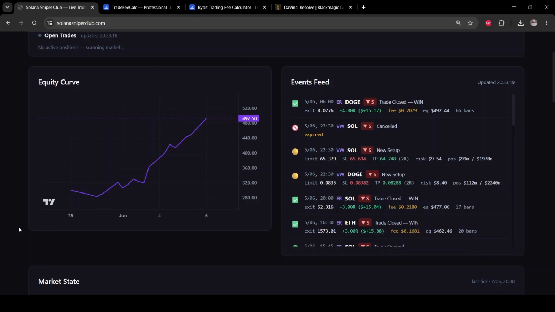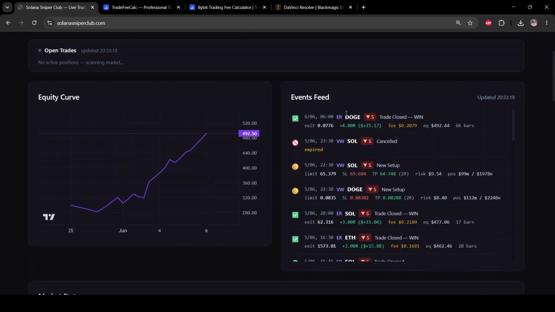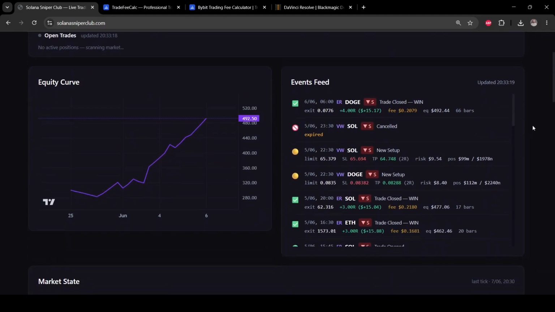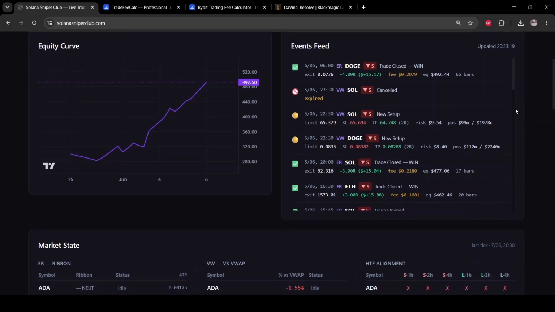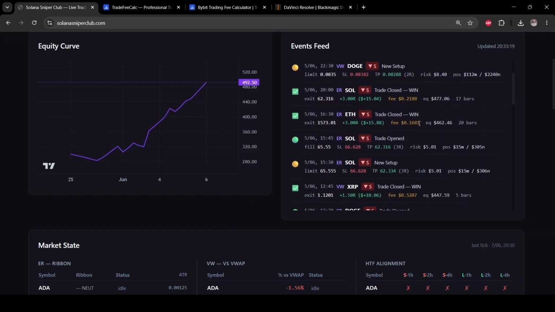Now let's quickly go back to the bot dashboard. I want to show you the feed of the events. Every 15 minutes the bot evaluates the conditions across all the pairs that it analyzes. And when it sees a setup, it logs a setup event and places a limit order. If the order fills, it logs a trade open. Let me find an example.